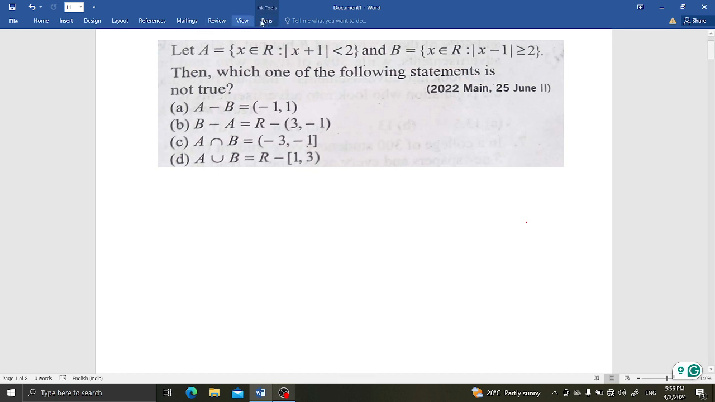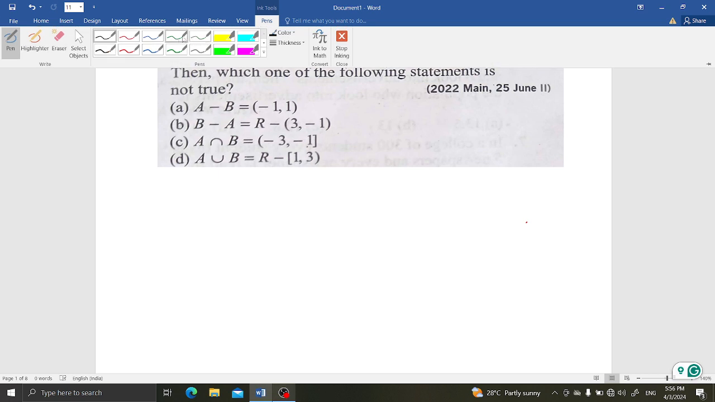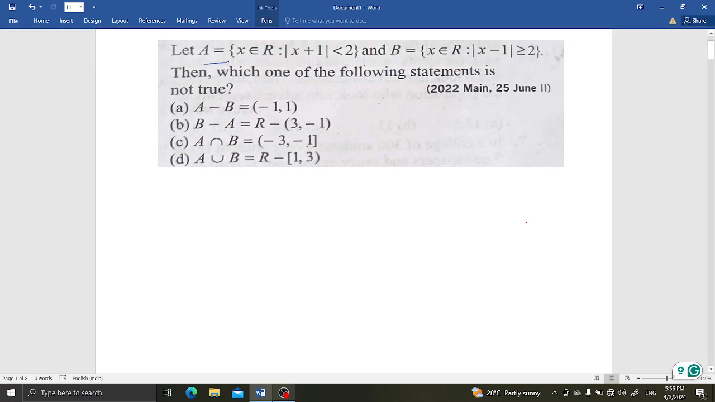So what the question says: let A be the set of x belonging to R that satisfy this inequality. It means A is the collection of those real numbers which satisfy this inequality, and B is another set with the collection of all those real numbers which satisfy this inequality. We need to choose which one of the following statements is not true. A minus B equals open minus 1 to 1, B minus A equals R minus open minus 3 to 1, A intersection B is this, and A union B equals this one.